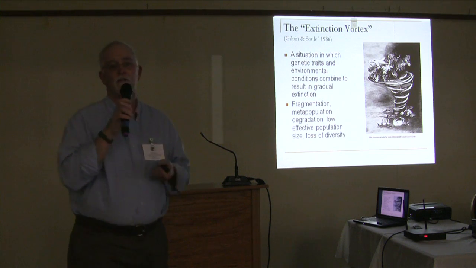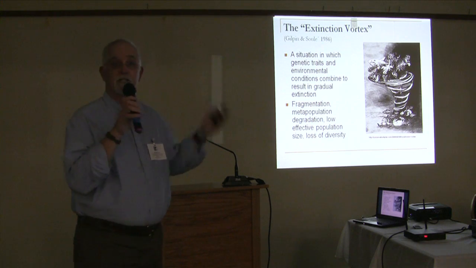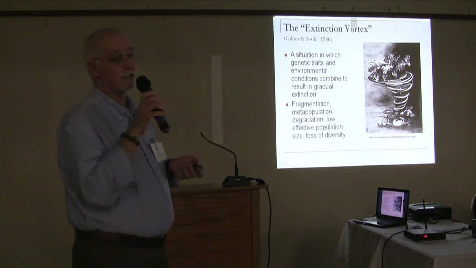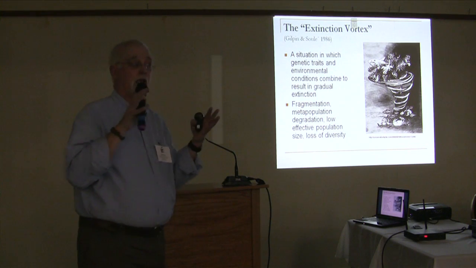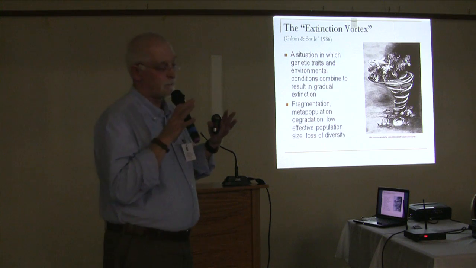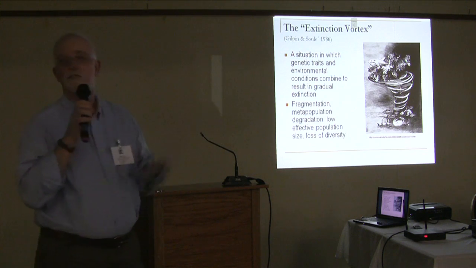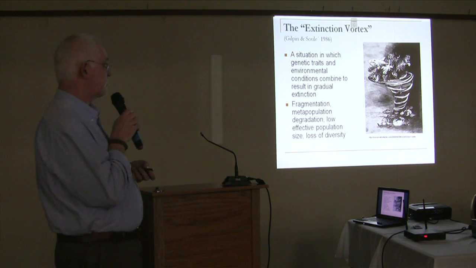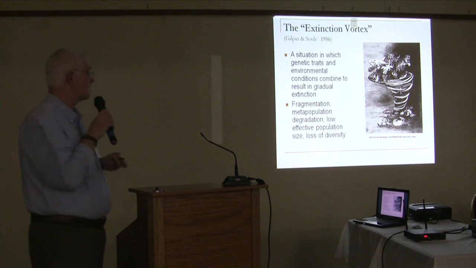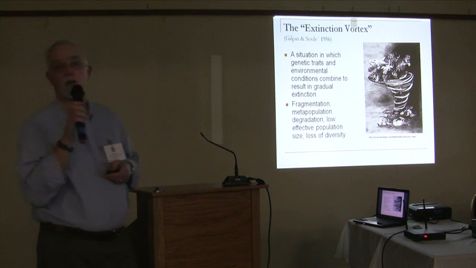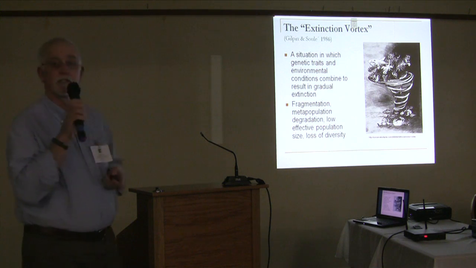The kind of thing we're trying to avoid is embodied in the concept of the extinction vortex. An extinction vortex is a situation that arises through a combination of genetic traits and environmental traits that function to cause a species to gradually decline to the point of extinction. It works through fragmentation of populations, metapopulation degradation, low effective population size, and loss of diversity. And I'm going to talk about all of those things as we go along.